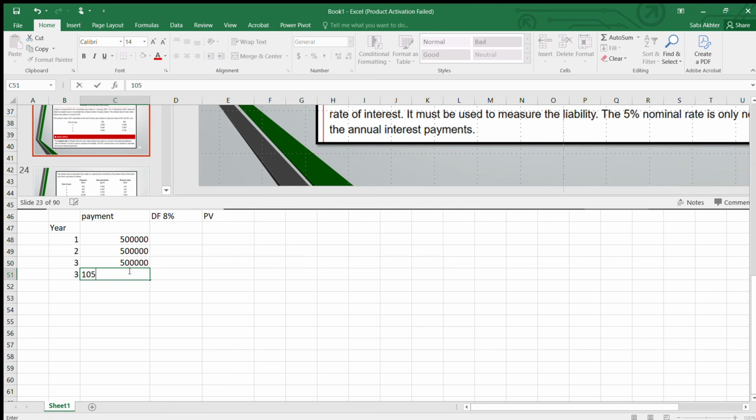That means with 10 million, you'll be adding 500,000. Sorry, this is year 3. You have already taken 500. So here it will be just 10 million, the principal amount. Then the discount factor, 8%.